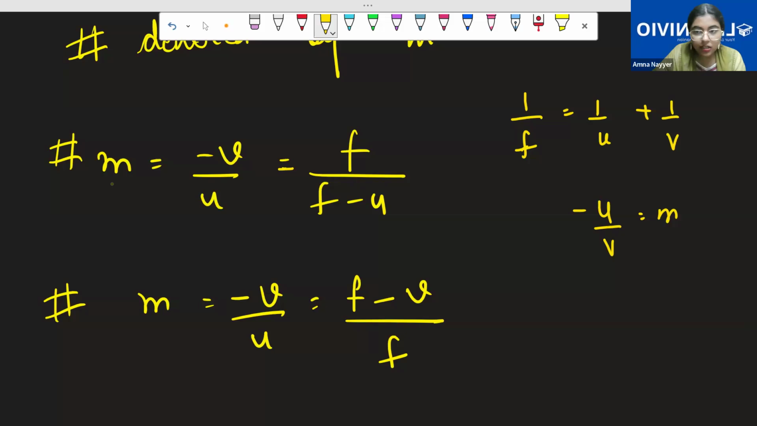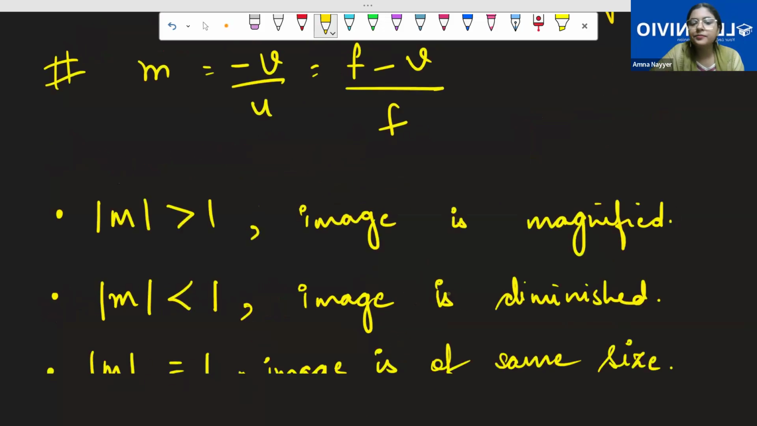If magnification is given to you, f is given to you, object distance is given to you, but image distance is not given, in that case, you can use this and calculate the value of V, or you can calculate M. Image distance is not given, focal length and only object distance are given. Calculate magnification using these two only, F by F minus U. Or suppose you have focal length given, image distance is given, object distance is not given, then how will you calculate the magnification? Use this F minus V by F.